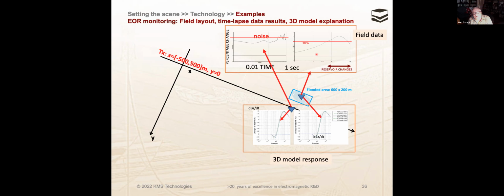And so we scratched our head. Why is this anomaly higher? And the only explanation is that we have heavy current channeling from the transmitter straight into the water flood, and that the current is essentially being enhanced by the water flood.